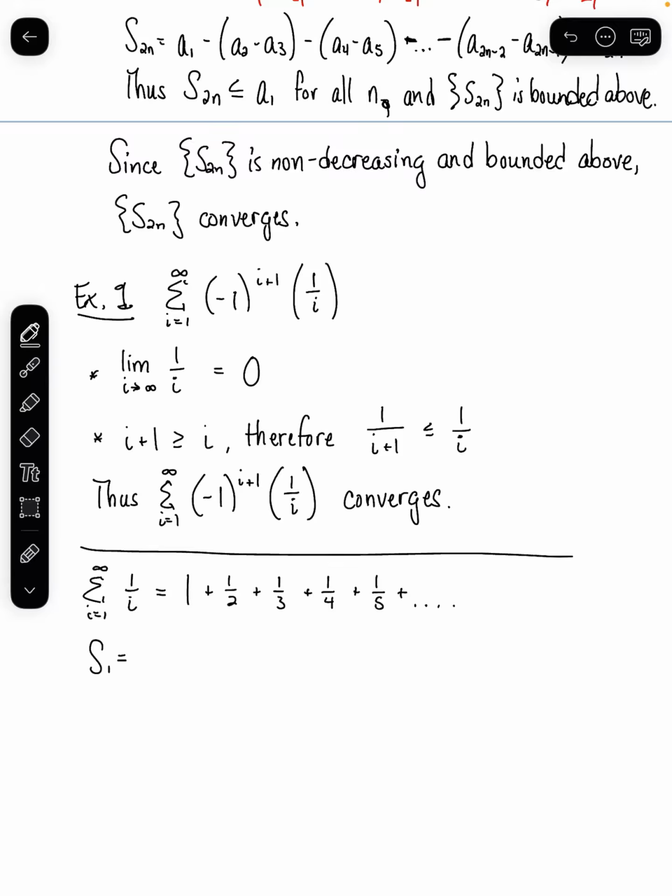S sub 1 here is, of course, just going to be 1. S sub 2 is going to be 1 plus 1/2, or 3/2. S sub 3 is going to be 1 plus 1/2 plus 1/3, which with a common denominator of 6 is going to be 11/6.